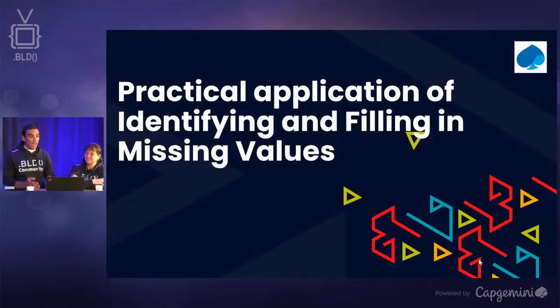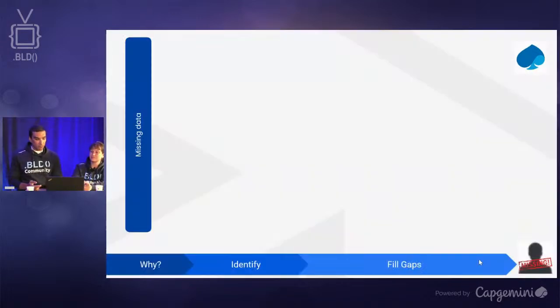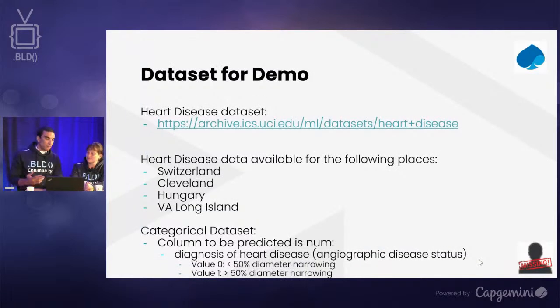So application of identifying and filling in missing values. So let's jump into it. Starting again at the beginning of our roadmap, so saying the whys. Well, the whys is really applicable for this one. The data set is actually a heart disease data set. So why do you want to fill the missing gaps? Well, you want to be able to predict as well as possible whether or not someone has a heart disease. So it's really important to know that there is missing data and to fill it as well as possible to have a very good, accurate model.